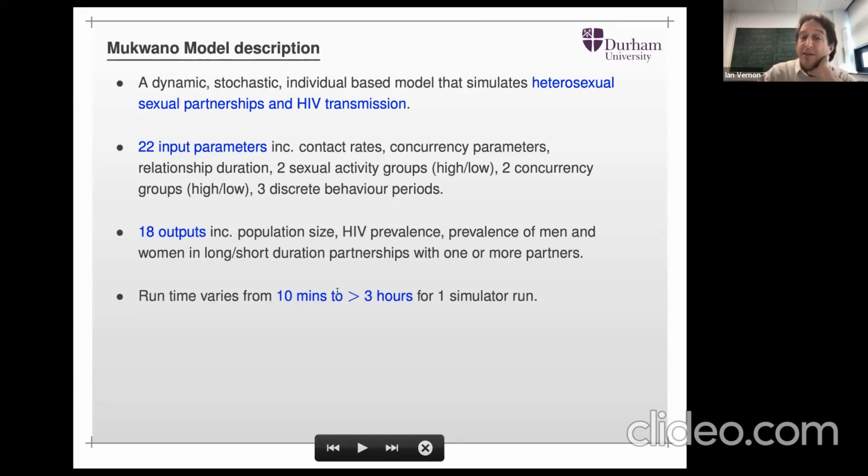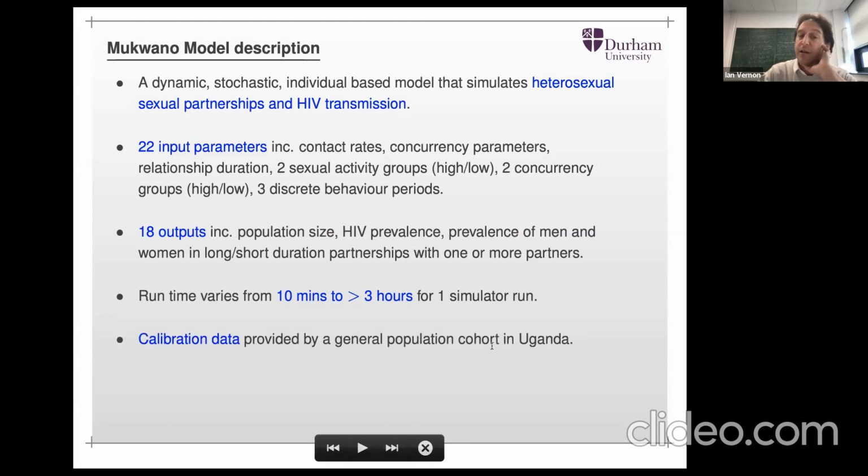But the runtime is anywhere from 10 minutes to 3 hours for one simulator run. That could take a while, right? There's no way we can cover a 22-dimensional input space if we're taking 3 hours per run. We can't even cover that space if it takes 1 second to run, incidentally. That's even too slow. So we're going to need to use emulators to get around this.